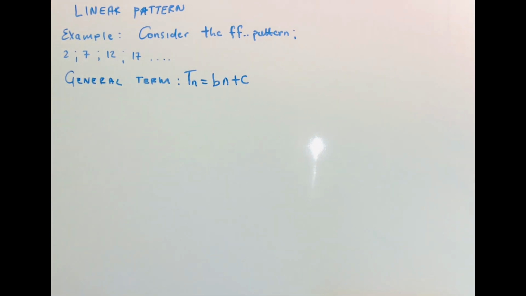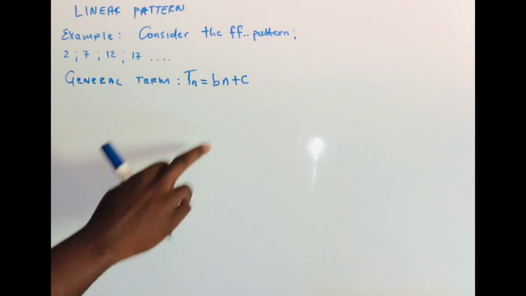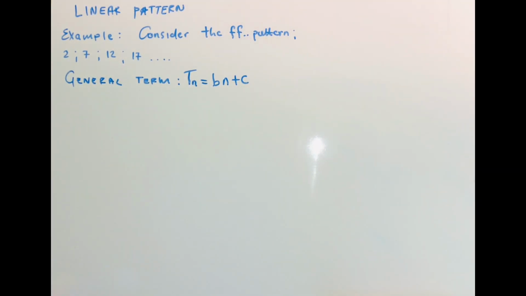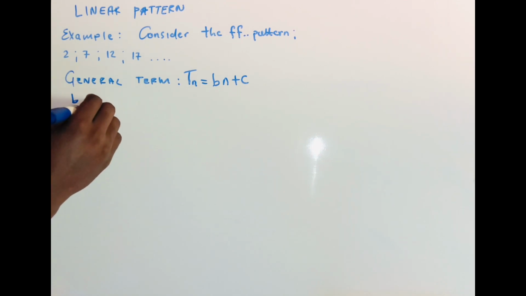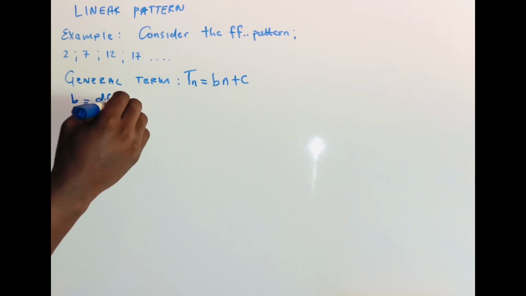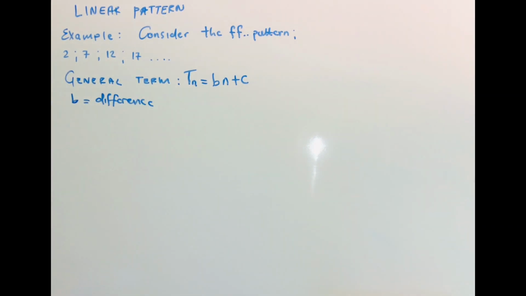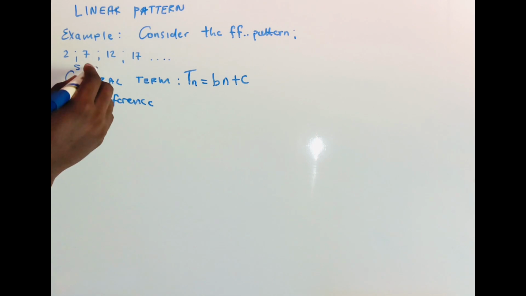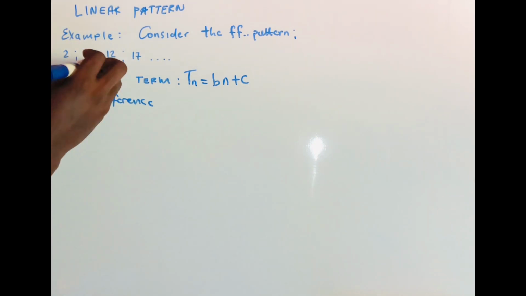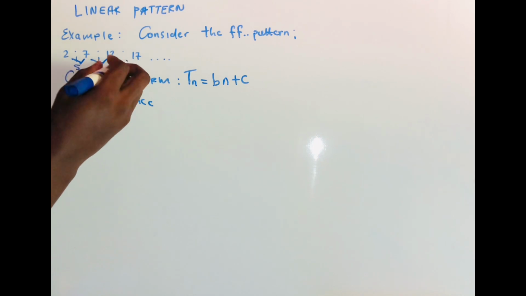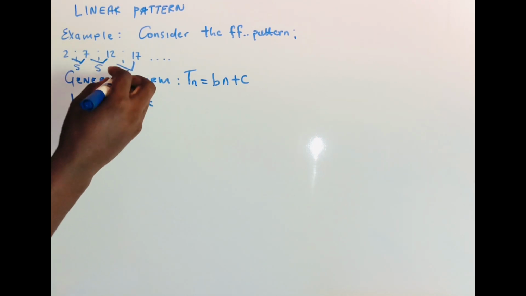The important thing that you have to know about the general term, the B is very important and the N is very important for you to know. The B represents the difference. B represents the difference between 2 and 7. So to get the difference, you say 7 minus 2, you get what? You get 5. 12 minus 7, you get what? You get 5. 17 minus 12, it's still 5.